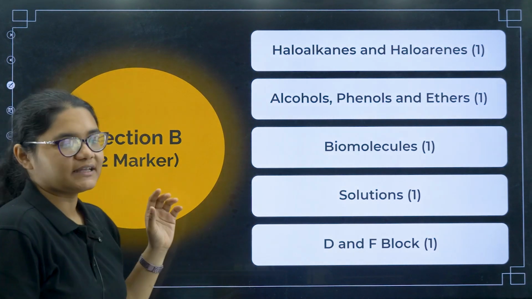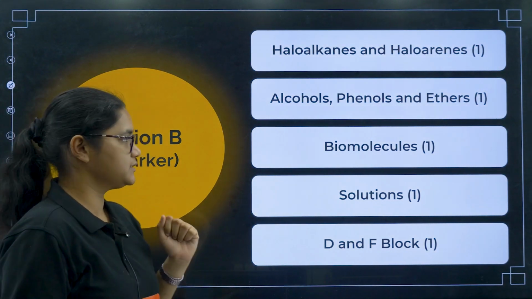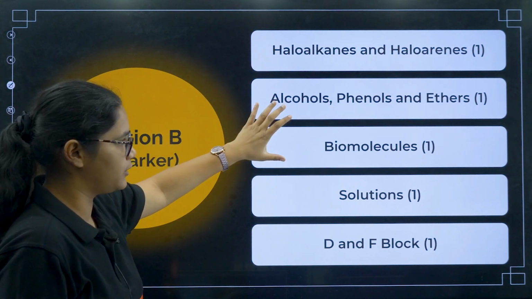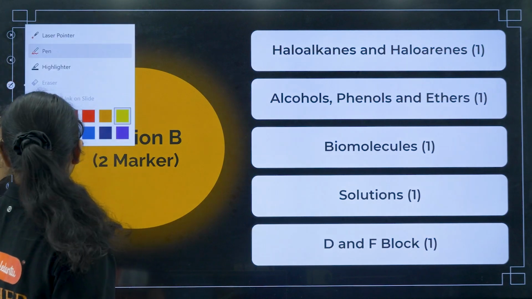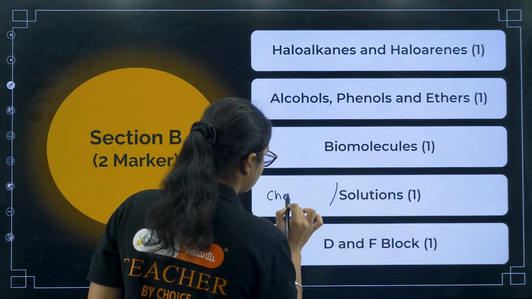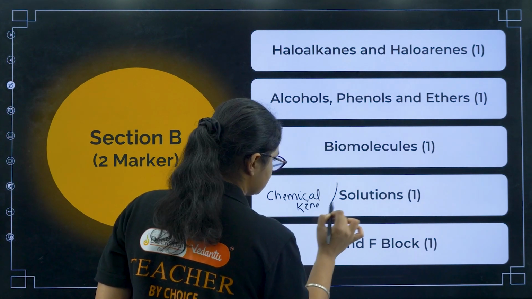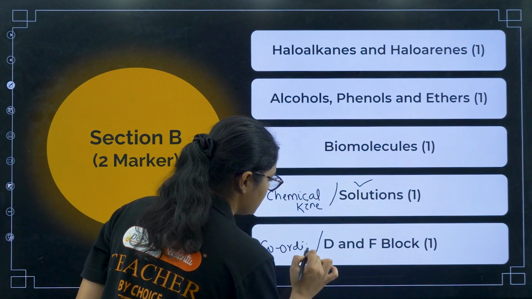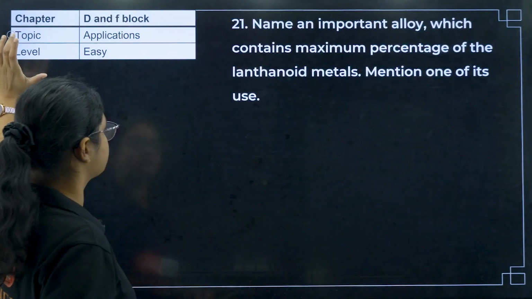Now we will go to section B, 2 marker questions. So which chapters will give you 2 marker questions? You will be getting 2 marker questions from haloalkanes, alcohols, biomolecules, solutions and D and F block. So in blueprint this 2 marker question can either be from solution or from chemical kinetics, okay, but in this paper they have taken solutions, okay. Similarly here also it can be D and F block or coordination, but they have taken from D and F block. Okay, so let us see the first question here.